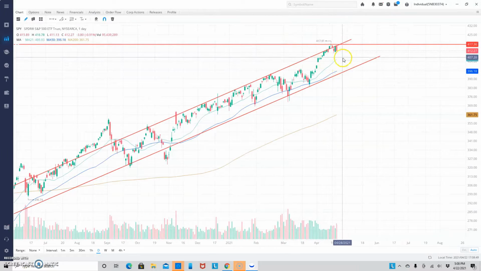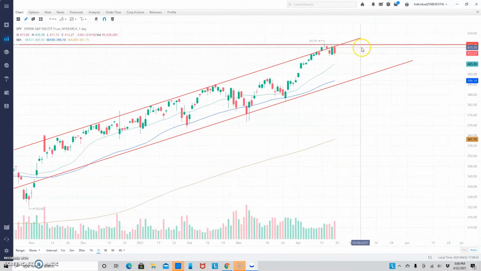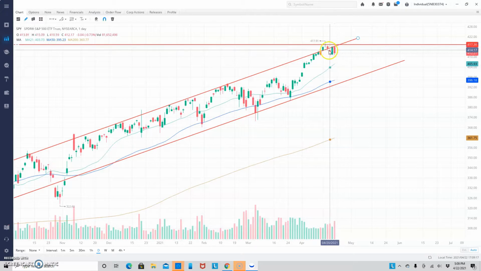So what I'm looking at right now is right here. You could see I have my resistance line right here. I'd like to see this thing close above 417.35, just about to move on to all-time highs. But I'd really like to see it inside that trend line, okay? And you could see right here when it did make that all-time high, the next 2 days, it fell right back into that trend line.